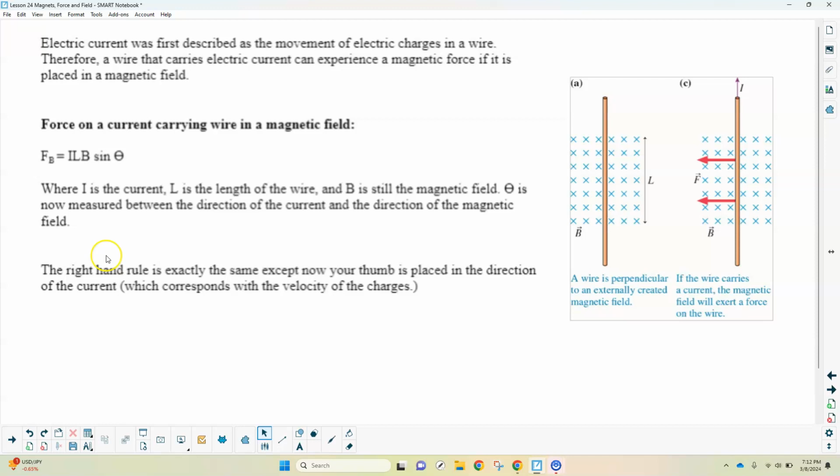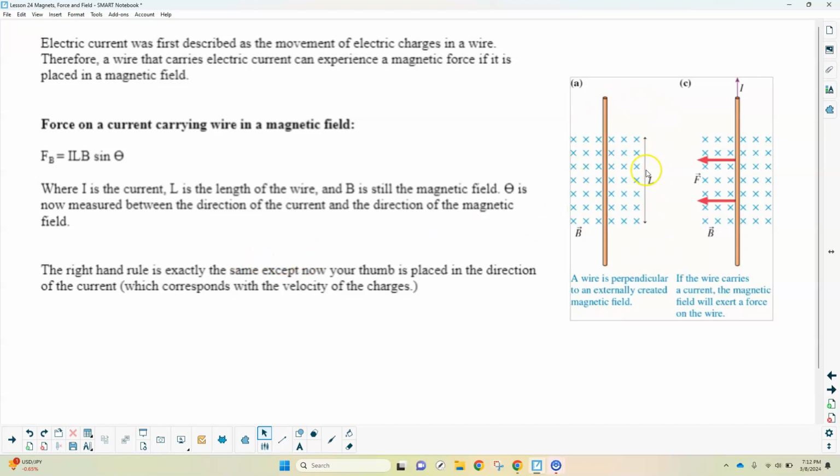And the right-hand rule is exactly the same. It's just this time, instead of having your thumb be the velocity, your thumb is the current. So your thumb points in the direction of current, your fingers point in the direction of the field, and then your palm pushes in the direction of the force. For a current carrying wire, there is no reverse direction. So your thumb is just always the direction that the charge goes. So you don't have to worry about is it positive or negative? It's just your thumb points in the direction of the current.